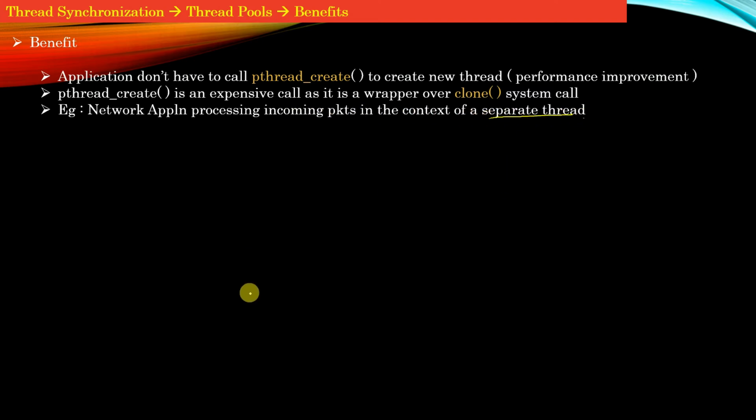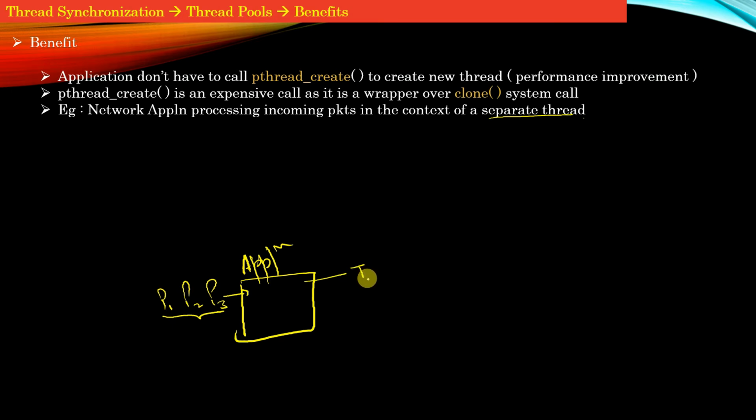Consider you have a network application which is processing incoming packets in the context of a separate thread. So let us suppose that you have an application, and this application is receiving network packets P1, P2, P3 on a socket, right? Now let us suppose that in order to process the incoming stream of packets, the application launches a thread to process each packet. So let us suppose that the application launches the thread T3 which operates on the packet P3, and does some amount of computation.